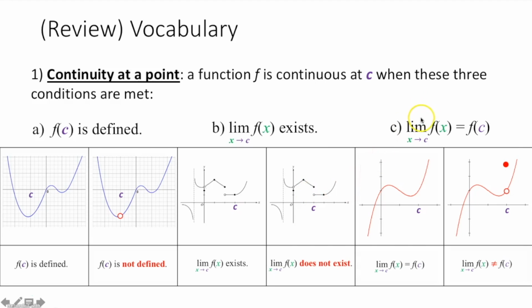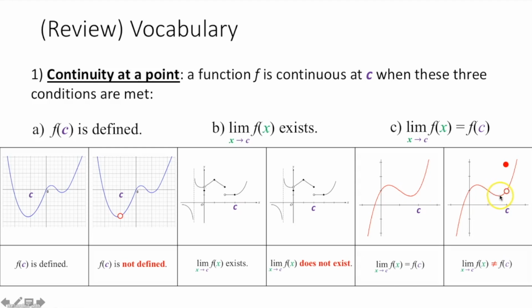Therefore, the limit as x approaches c of f of x does not exist, and this function would not be continuous. The last condition that needs to be met is that the limit as x approaches c of f of x equals f of c. So we see here that the limit as x approaches c of f of x from the left and the right exists, and it is equal to f of c. The y value that your function approaches as x approaches c from the left and the right is the same as the y value of the point at x is equal to c.